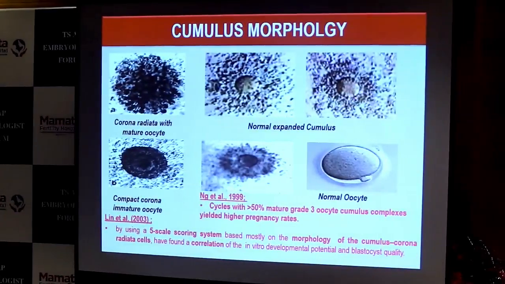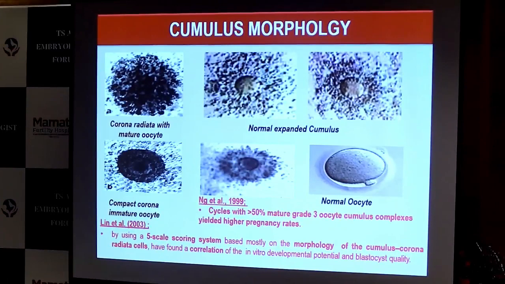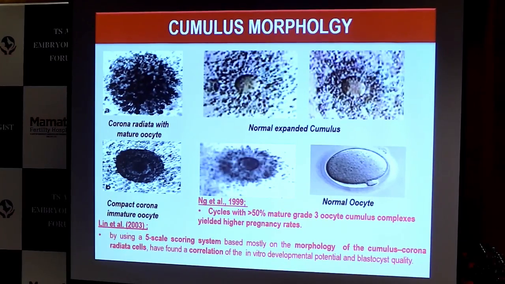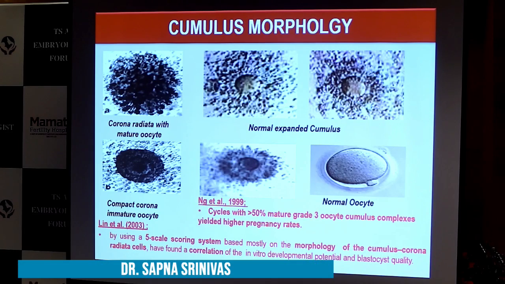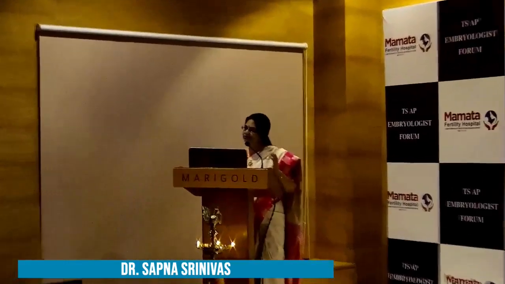And does cumulus morphology really help us? There are several reports that say that if you have a cohort of more than 50% mature cumulus complexes, the outcome in your laboratory will be really good. You will get good embryos, and therefore cumulus morphology is the initial assessment that you do. It helps you decide when to strip, what to do, and it definitely plays a role in predicting outcome.